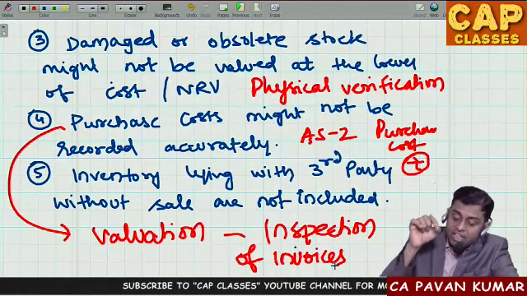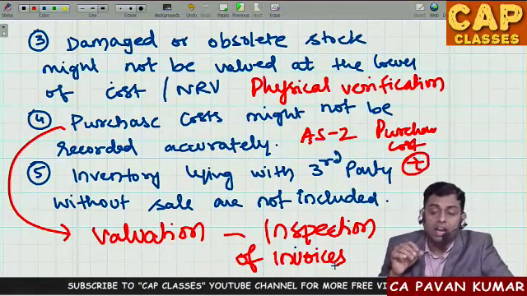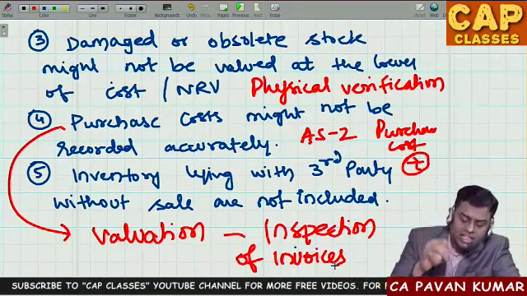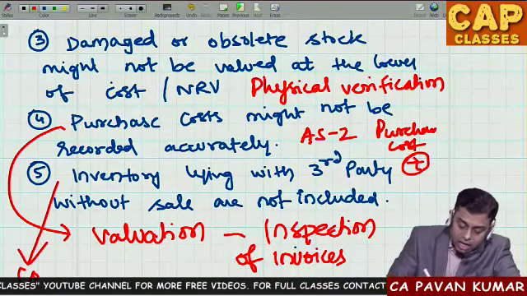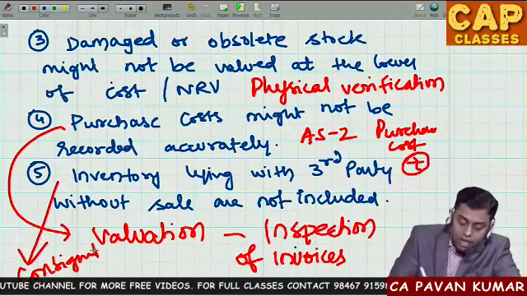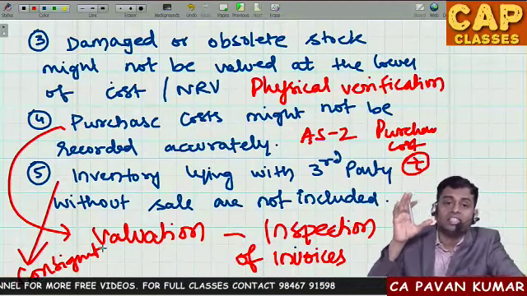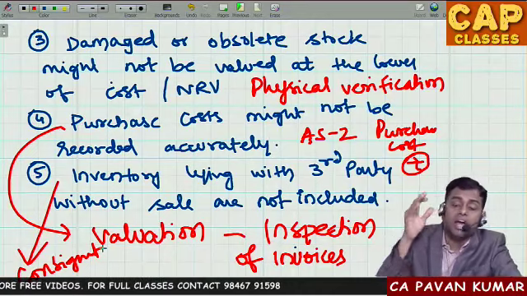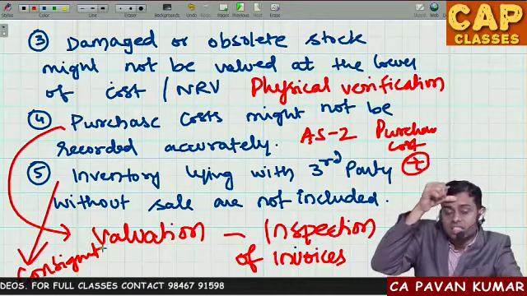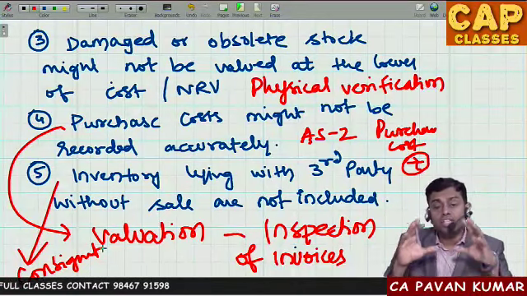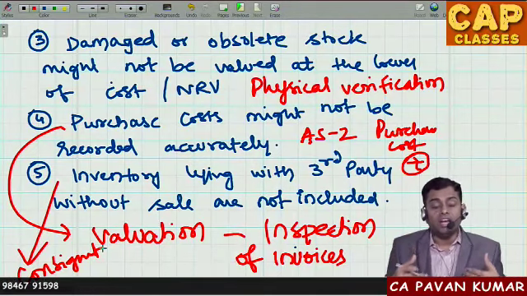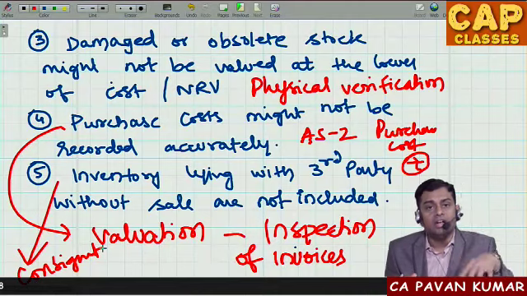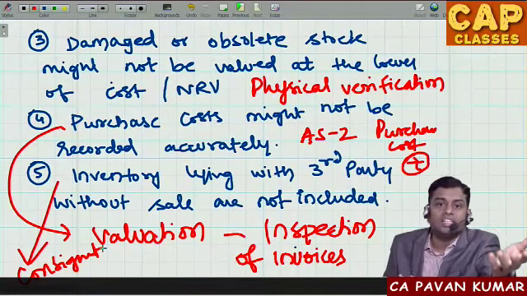Then the fifth one is inventory lying with third party without sale are not included. A classic example for the fifth one could be consignment sale. So you need to verify the goods sent register, goods dispatched register, goods received register. Whether any of the stock belonging to the other person is there in our godown, or whether any of my company stock is there in another person's possession.